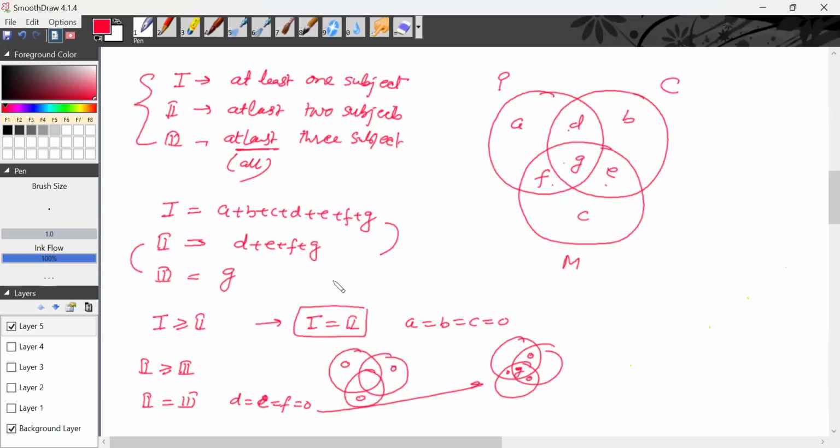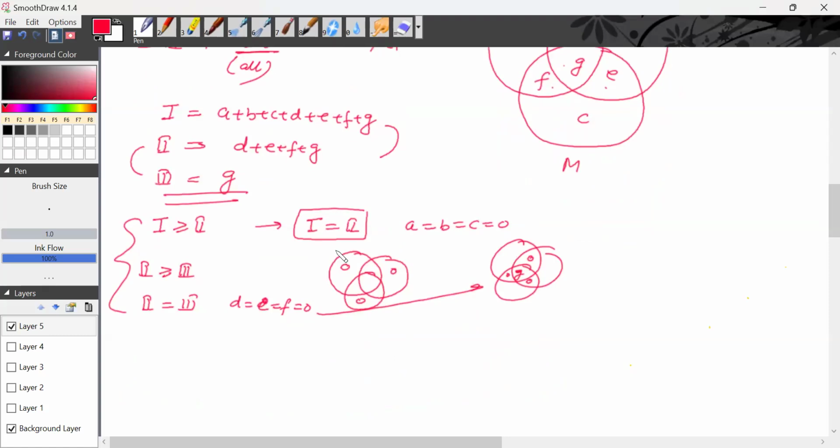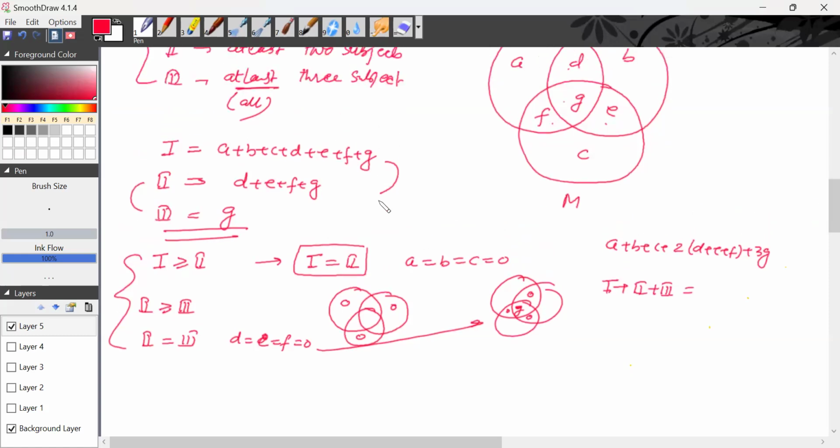ठीक है? So if I combine these things and if I add them, अब मैं add करता हूँ. If I add them, then what do I get? Can I say I'm getting A plus B plus C plus, sorry, C के बाद 2 times of D plus E plus F plus 3 times of G. This would be the summation of 1 plus 2 plus 3. Yes or no? इन्हीं को देखो, ये 2 बार ऐड हो रहे हैं and G is getting added thrice.